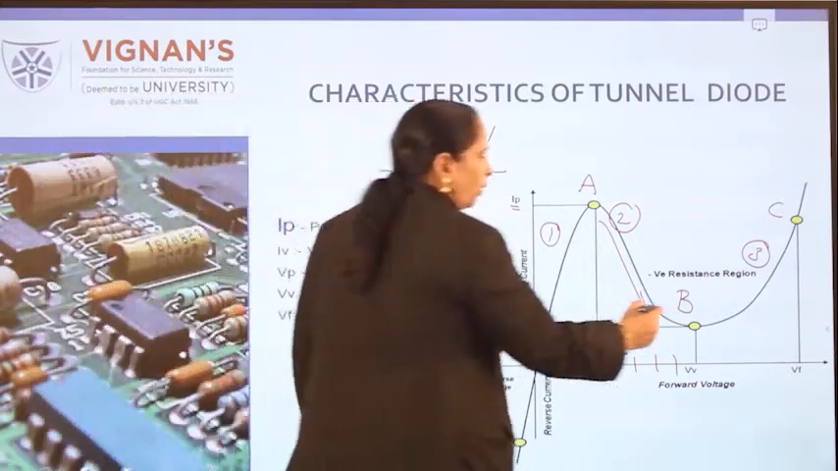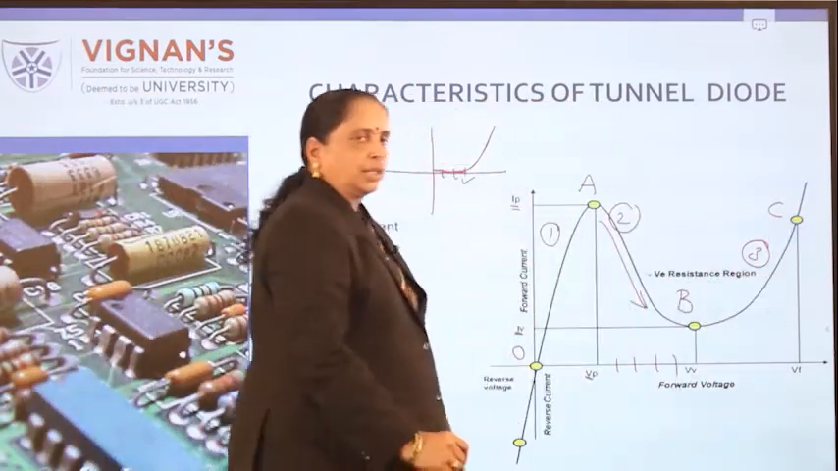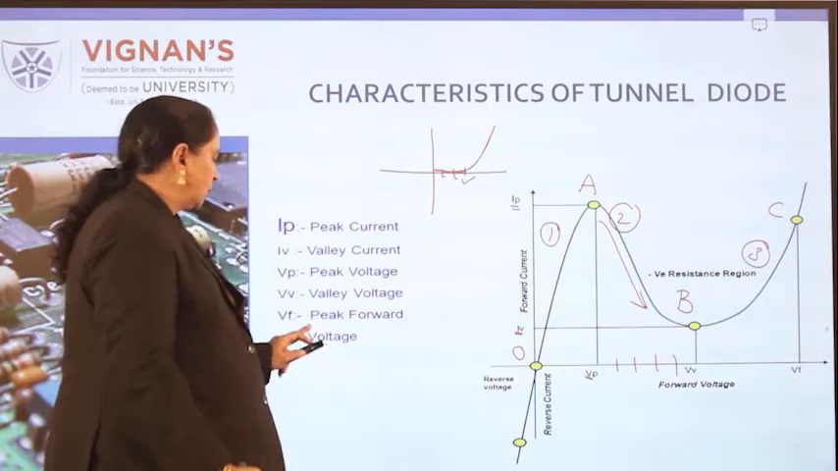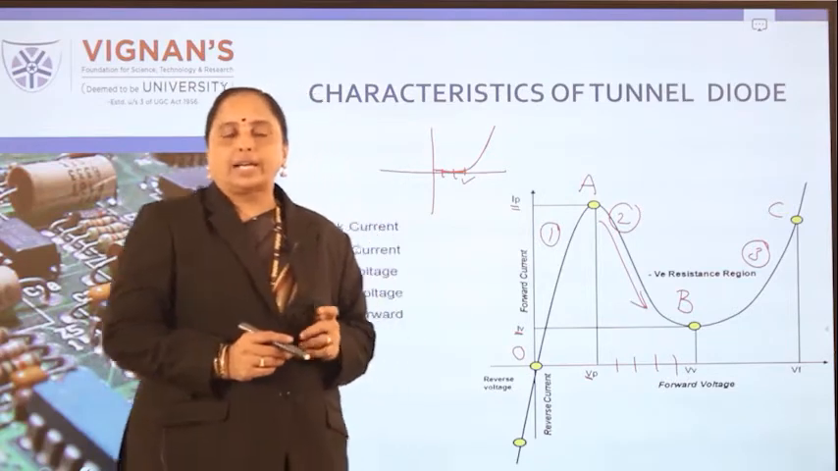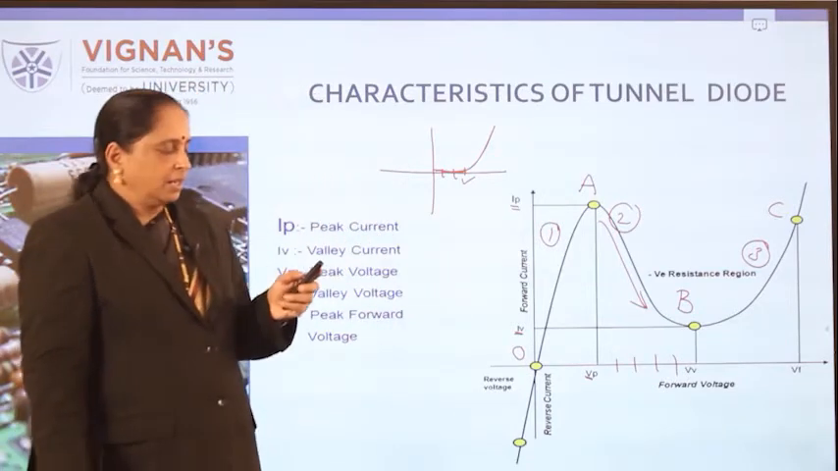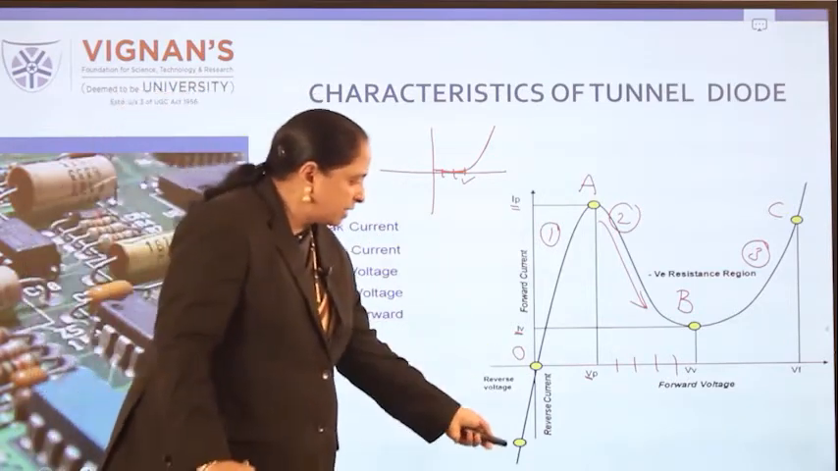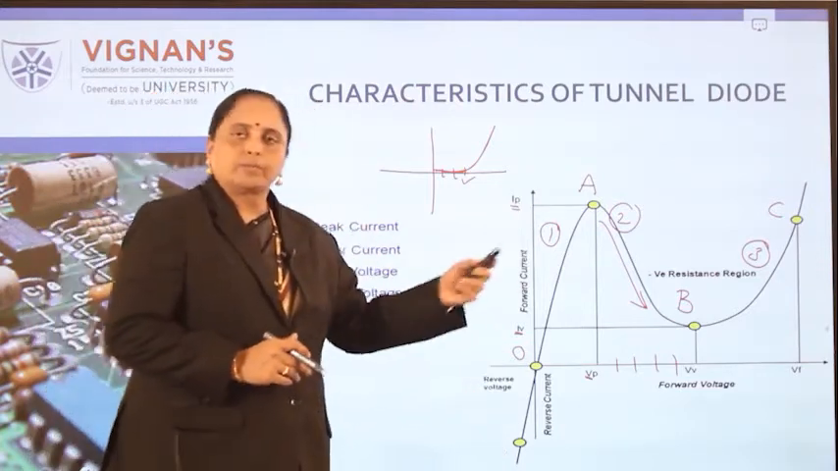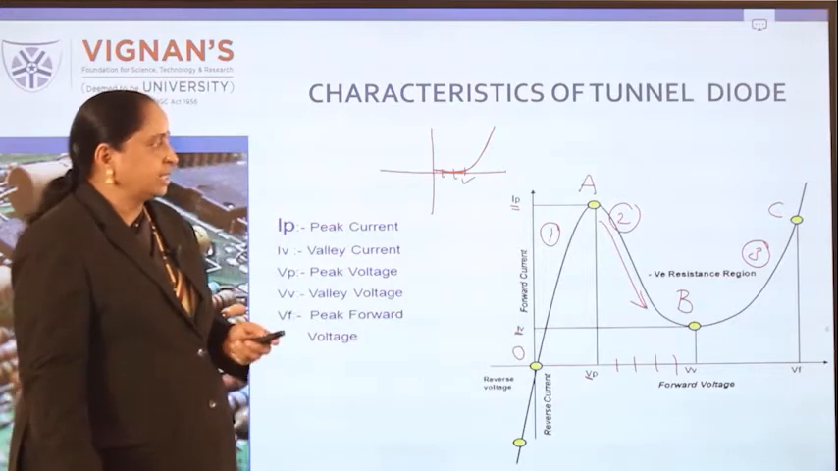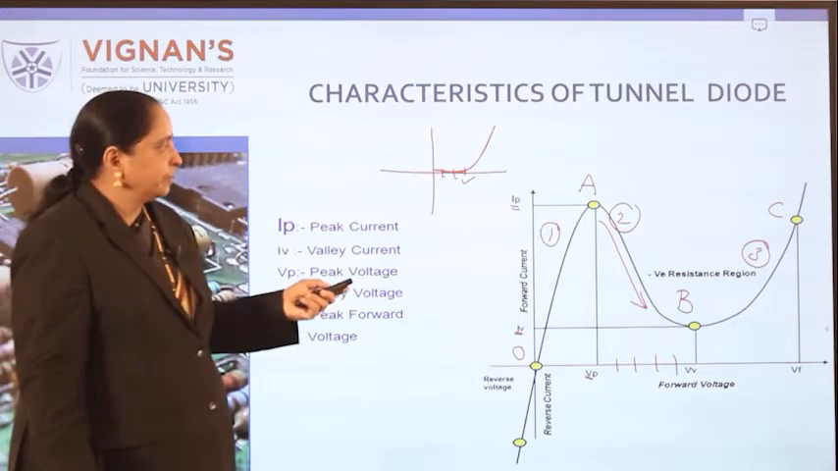From this, it now picks up the forward voltage as well as the forward current. So that is known as the peak forward voltage. Like that, the tunnel diode characteristic is a very, very important one. See, in the reverse bias also, due to excess doping, the reverse current is also dominating. So this is the characteristic of a tunnel diode.